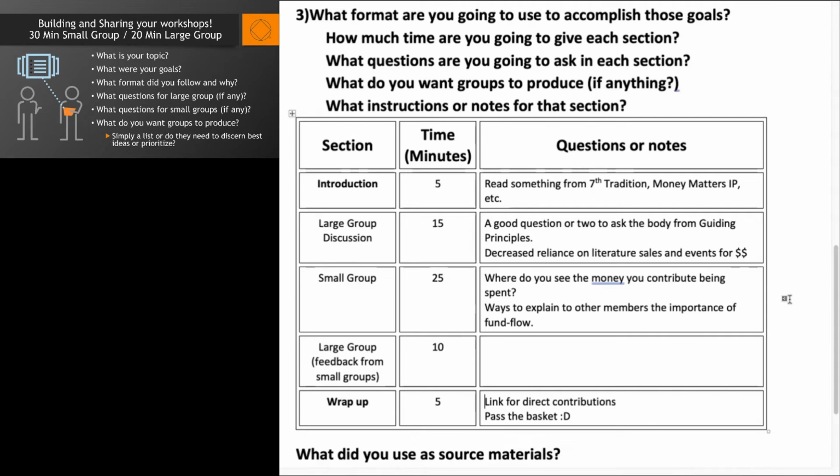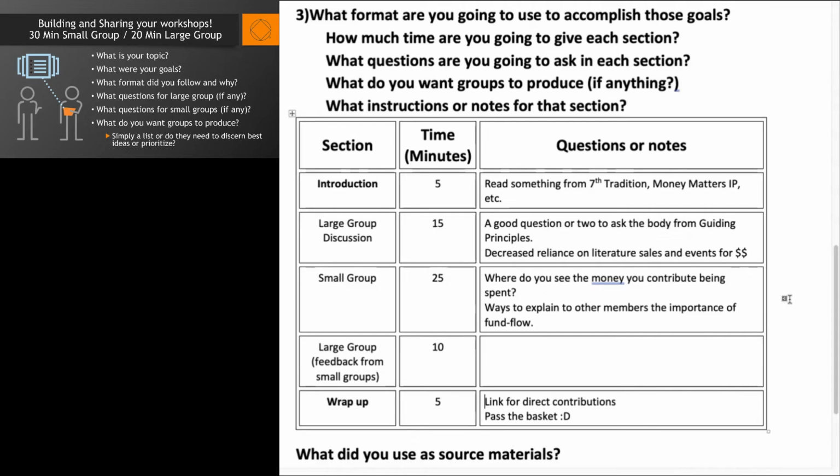So we had 25 minutes. We had 20 initially, I think. And then we asked, where do you see the money you contributed being spent? And what ways can you explain to other members the importance of fund flow? Back to the question of people that are new, like where the dollar goes. It suggested you follow the dollar from the basket in the home group, maybe the area, to the region, World Service. And then we bring everybody back.